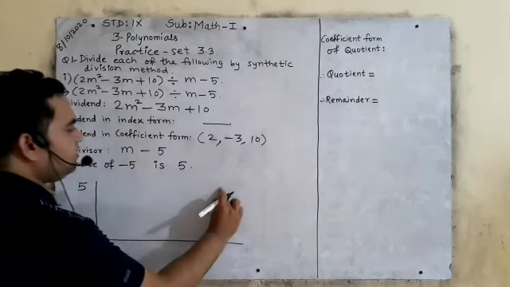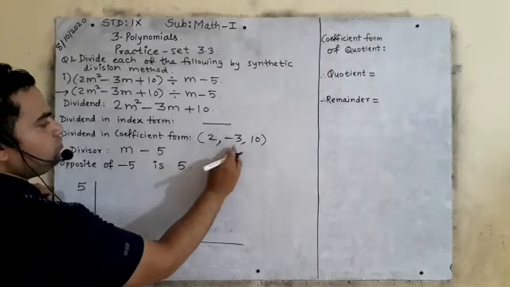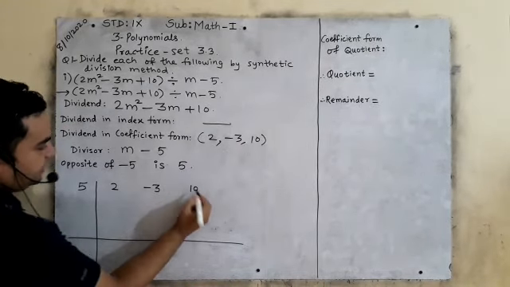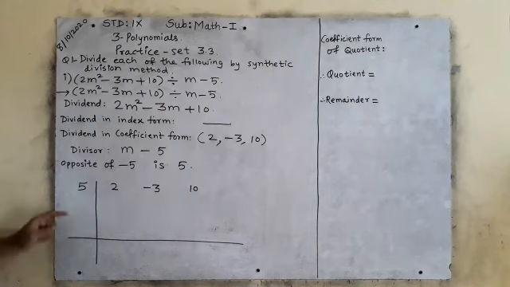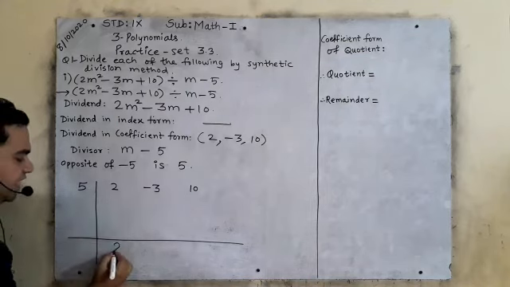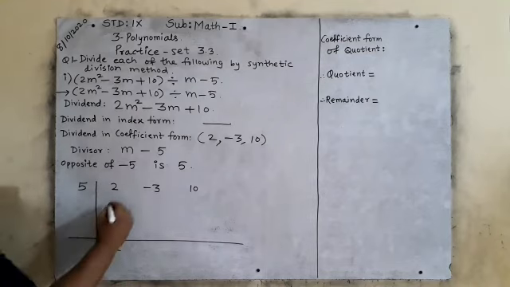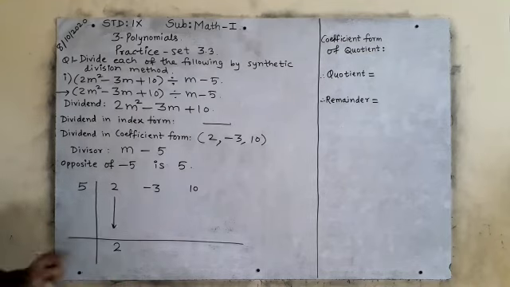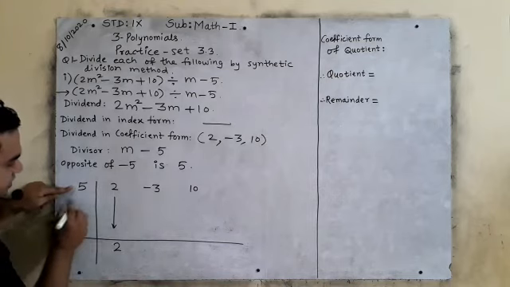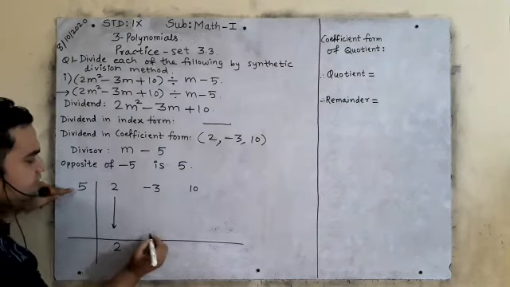Now here what will come? The coefficients 2, minus 3 and 10. See, 2, minus 3 and 10. Now what will be the step? First coefficient you will copy as it is. 2 as it is. Now what you will do? You will read the 5 times table till 2. 5 2s are 10 here.